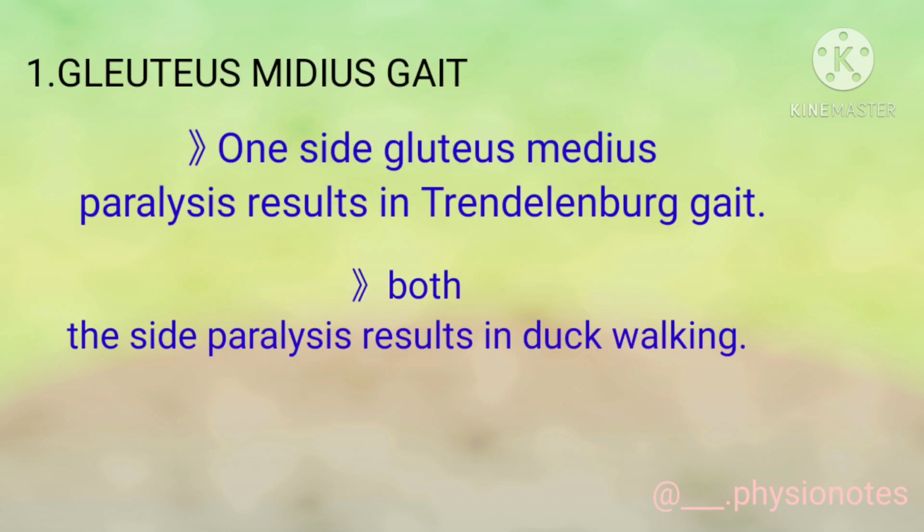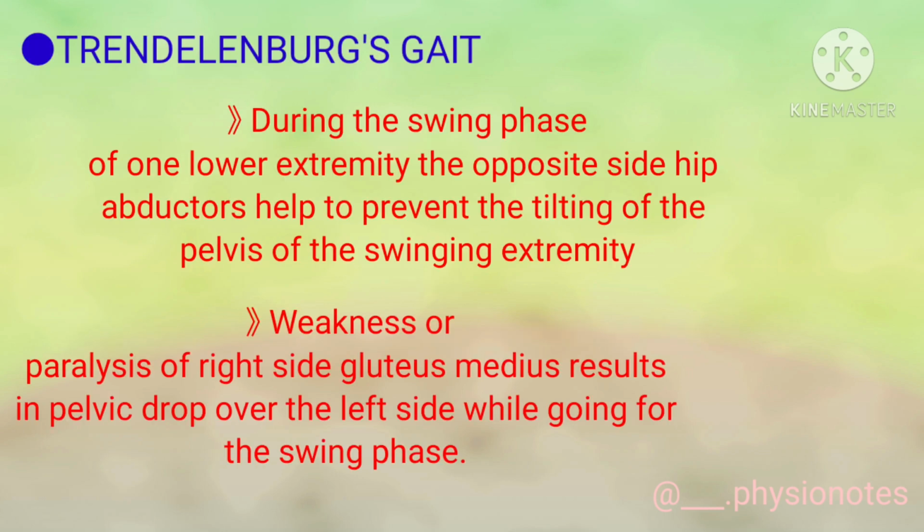Gluteus medius gait. If one side of the gluteus medius is paralyzed, it results in Trendelenburg gait. But if both sides of the gluteus medius are paralyzed, that results in duck walking gait. Trendelenburg gait: during the swing phase of one lower extremity, the opposite side hip abductors help to prevent tilting of the pelvis of the swinging extremity.